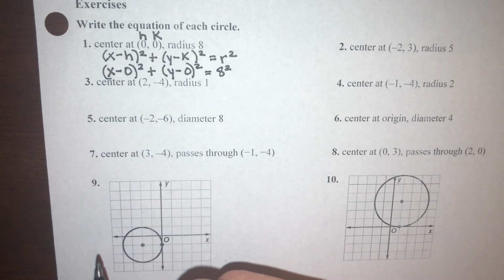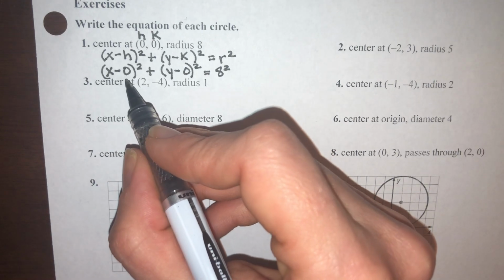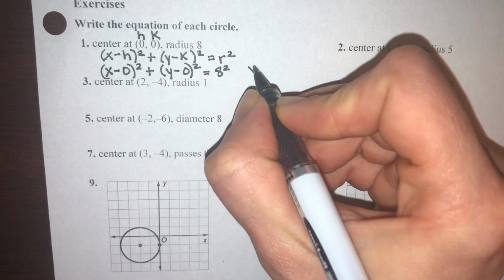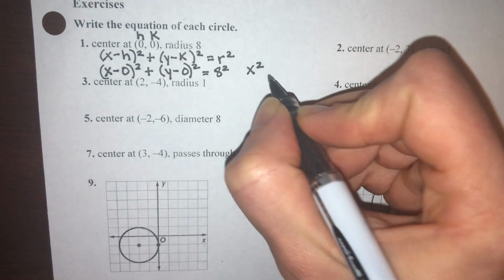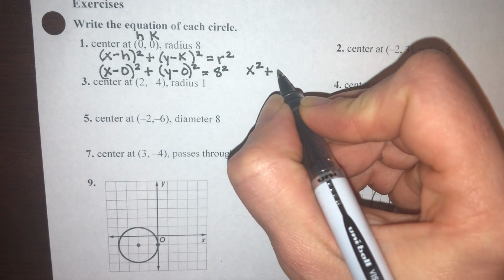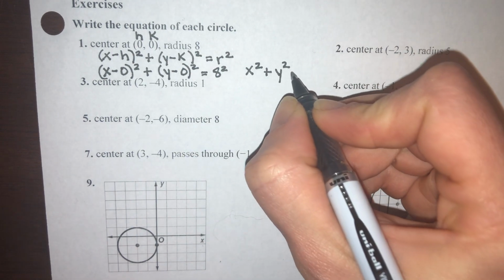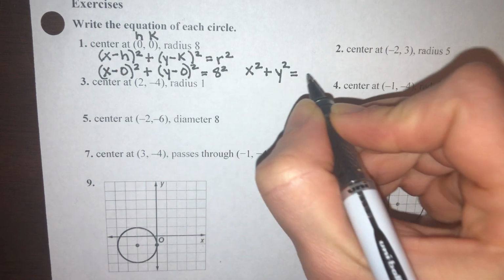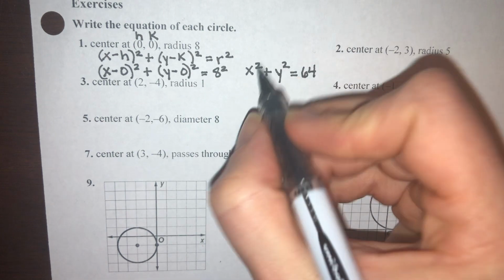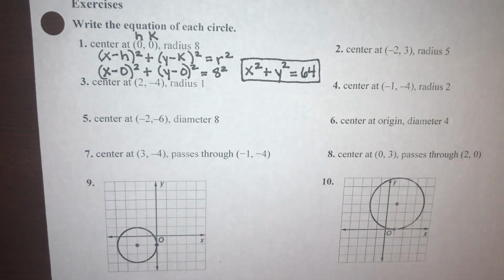And now we'll just simplify from here. X minus 0 is just x, so instead of writing x minus 0 squared, we'll just write x squared. Plus y minus 0 squared would just be y squared, and then equals 8 squared. 8 times 8 is 64. So this is the equation of the circle. That's all we have to do. It's a done deal.